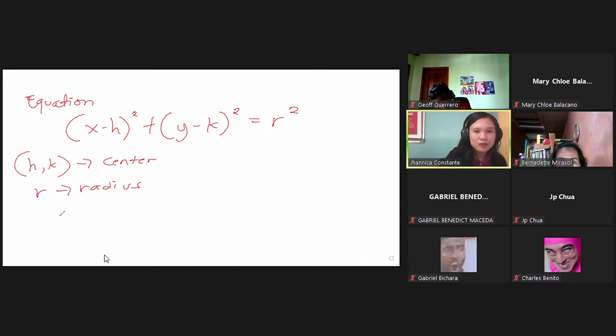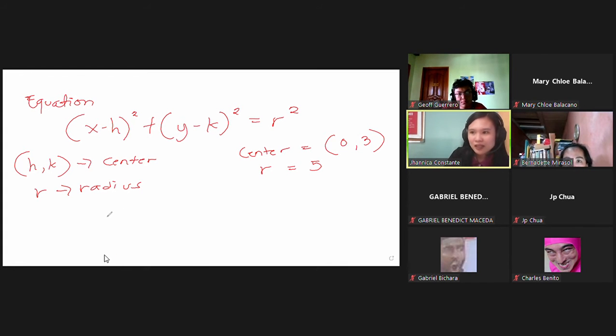Okay. So for example, we're going to write the equation of a circle with a center of 0, 3 and a radius of 5. That is the given: center is 0, 3, and radius is 5. We're going to write the equation of this circle. Just substitute the given values of h, k, and the radius into the standard form.